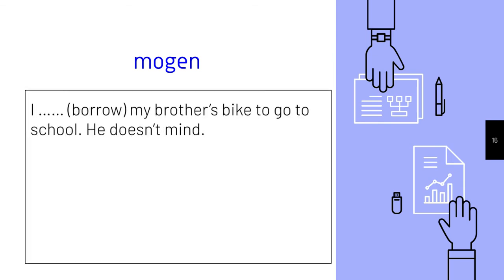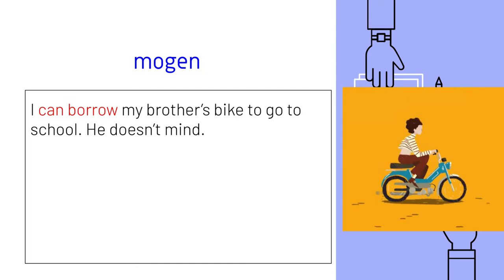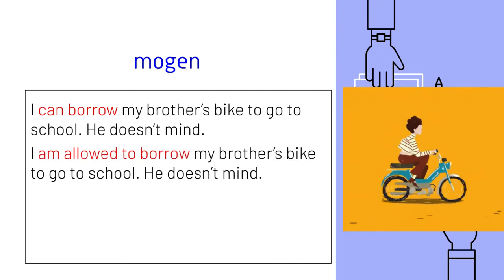So in this case, two possibilities. I can borrow my brother's bike to go to school, he doesn't mind. Or I am allowed to borrow my brother's bike to go to school. So I can borrow or I am allowed to borrow.